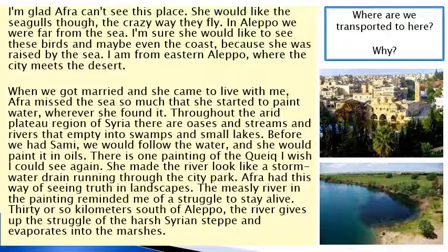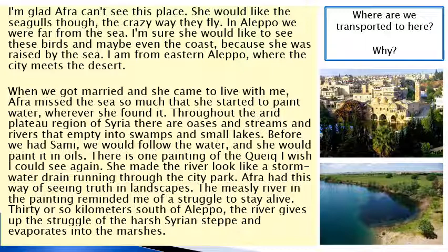Throughout the arid plateau region of Syria there are oases and streams and rivers that empty into swamps and small lakes. Before we had Sammy, we would follow the water, and she would paint it in oils. There is one painting of the Keish I wish I could see again. She made the river look like a stormwater drain running through the city park.